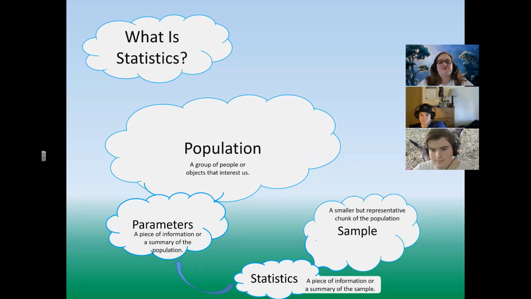So we did 2 episodes on how to actually take a sample from a population, because it's very, very complicated. It's not as easy as you would think.